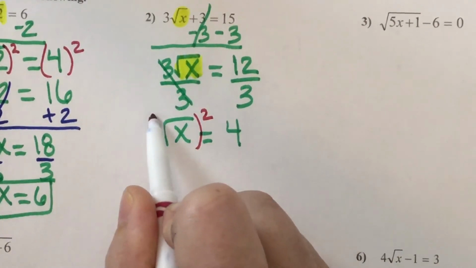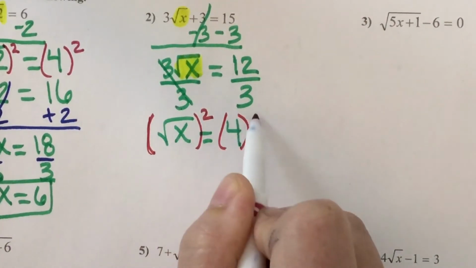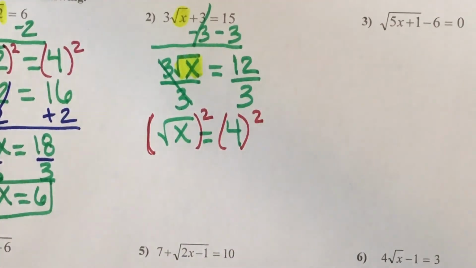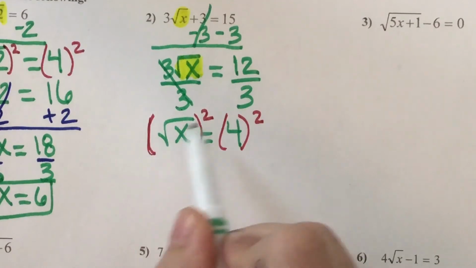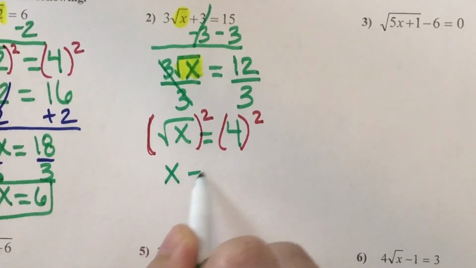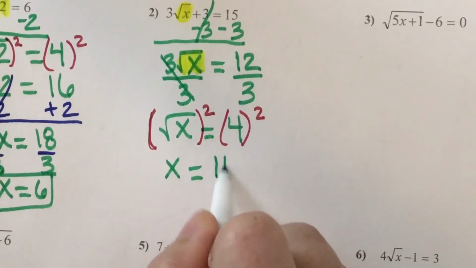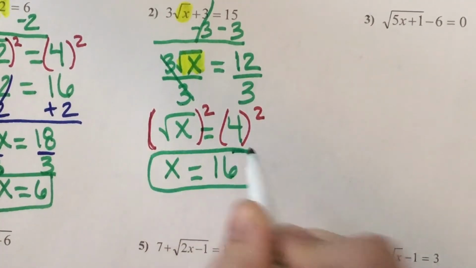So I'm going to square the left side, and I'm going to square the right side, because what you do to one side, you have to do to the other. On the left side, the squared and square root cancel each other, so all you're left with is x. And on the right side, 4 squared makes 16. And that's my answer, and I'm done.